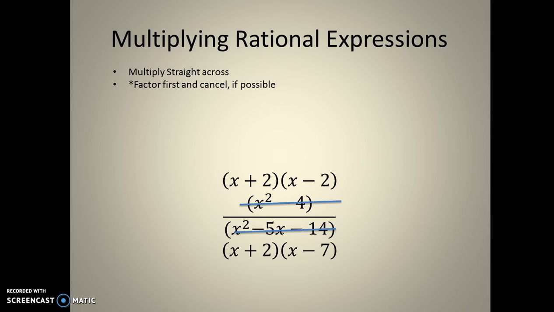Finally, my last step is to cancel out anything that is exactly the same on the numerator and denominator. So I see that I have an x plus 2 on the top and an x plus 2 on the bottom, so those two cancel each other out. And my final answer is whatever I have left that hasn't been canceled out. So my final answer would be x minus 2 over x minus 7.